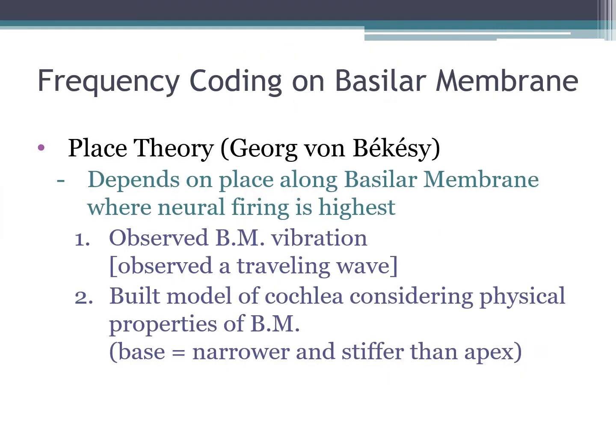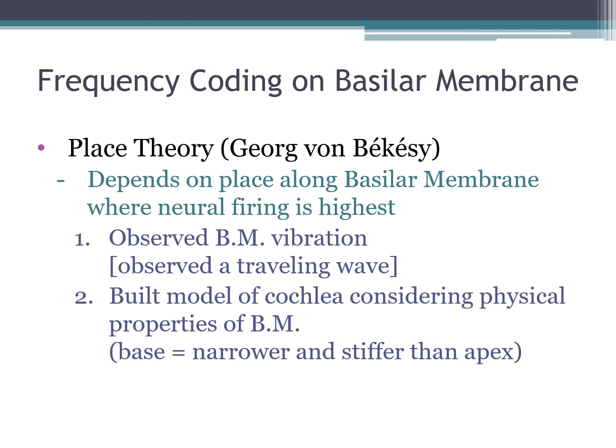I'm going to start talking about frequency coding on the basilar membrane, or really how we code for pitch there in the cochlea. Okay, and it's a little bit complicated, as there are a couple of main theories. They're both answering our question to some extent. They're both correct. I'm going to start with place theory. We're going to get cut in the middle, and you're going to have to come back for the second video for today.